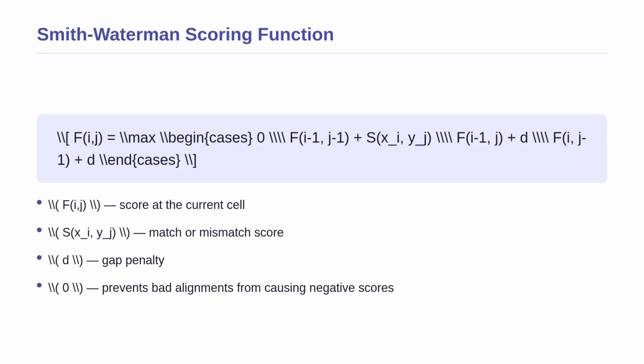However, notice the 0 as the very first option. This means if all the other calculations result in a negative number, the cell simply takes the value of 0. This 0 acts as a fresh start. It prevents bad alignments from dragging the score down into negative infinity. When we trace back, we do not start at the bottom right. We start at the highest number in the matrix and stop when we hit a 0.